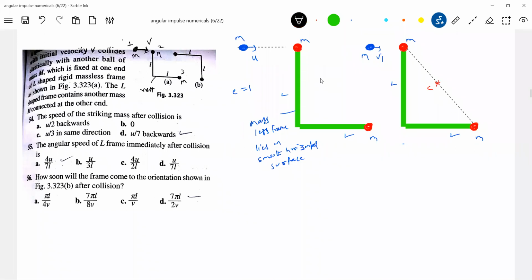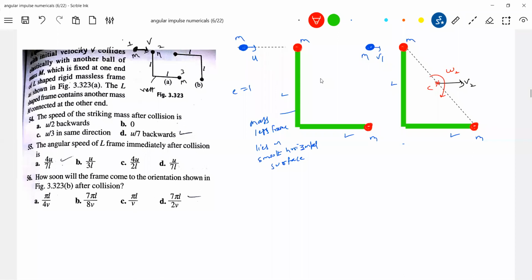So here you have to show the velocity of the center of mass, V2. How will it rotate? Clockwise, because when they come and collide, an impulse will act on it in this direction. That impulse will make it rotate. So therefore, the angular velocity will be like this.